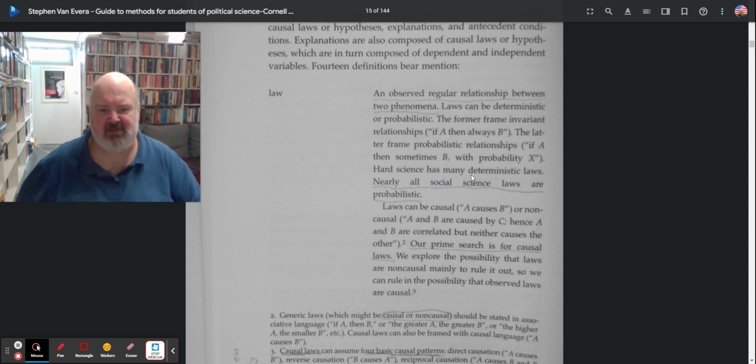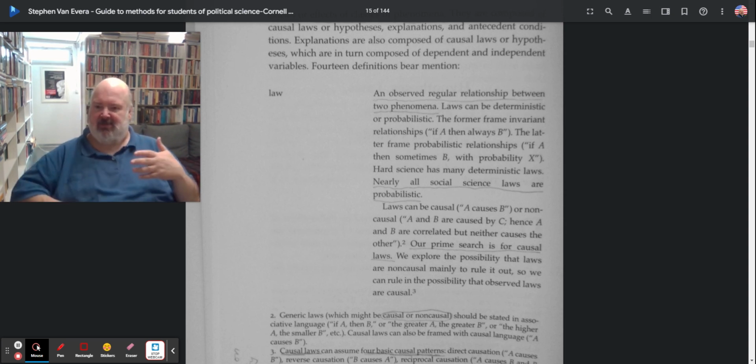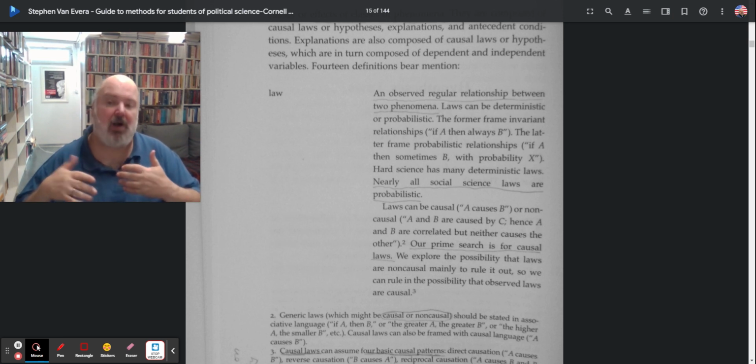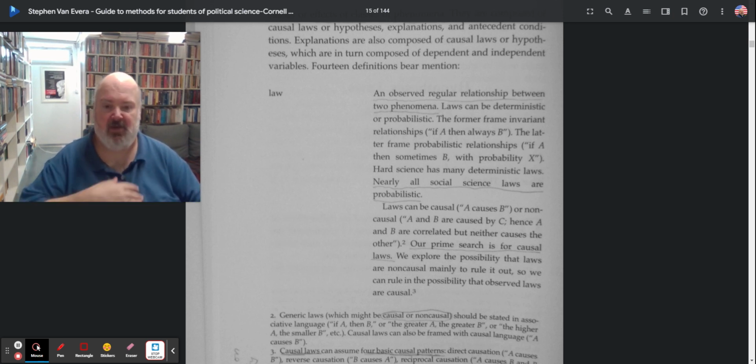Hard science has many deterministic laws, nearly all of them. Nearly all social science laws are probabilistic. That's the big difference between social science and hard science. In hard science the assumption is that things tend to be deterministic. Social science tends to be more probabilistic.